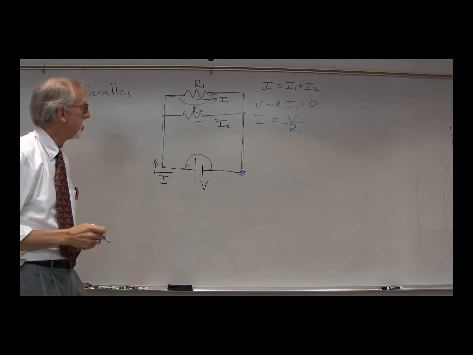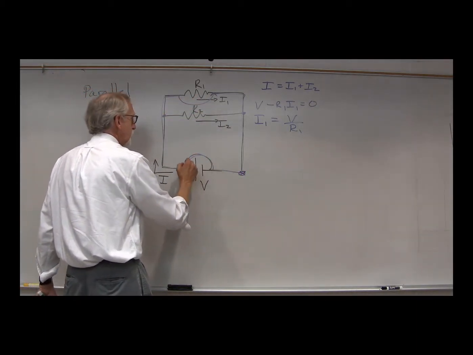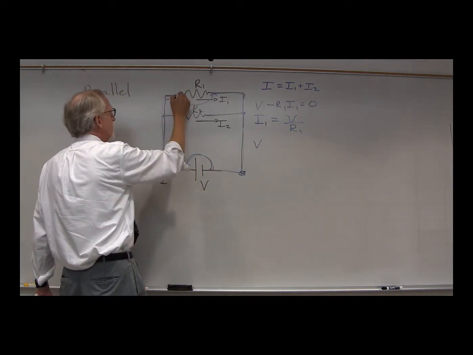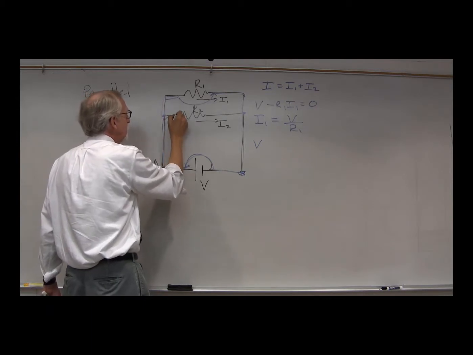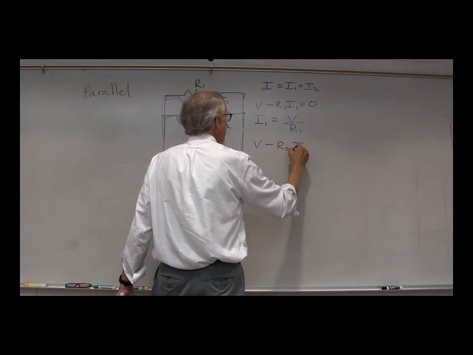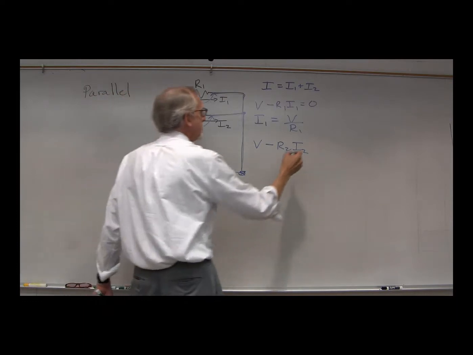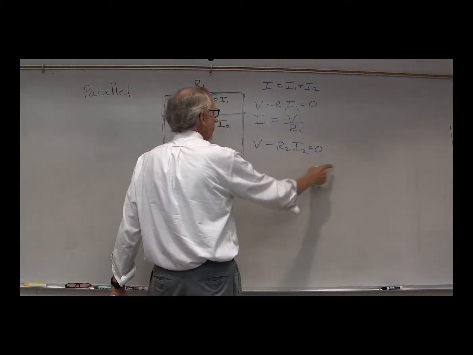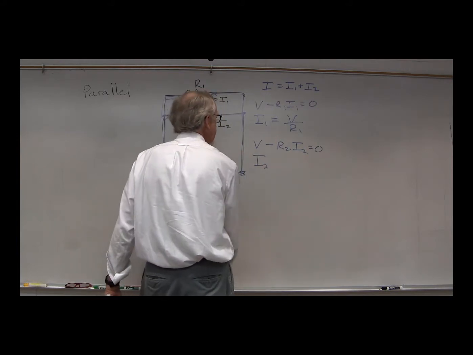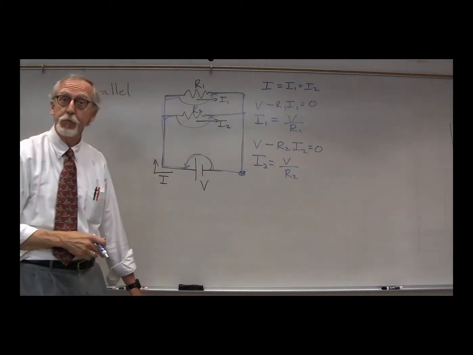Okay, there we go. Now, let's go around the other loop. Coming down here, jumping across the power supply, we have V. Then come down here, jump across R2, we have minus R2 I2. That brings us back to where we started, so this equals 0. Let's bring this over there, divide by R2, and we have I2 equals V over R2. Okay, there we go. Great.